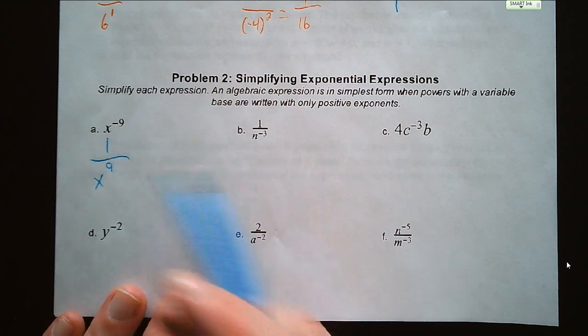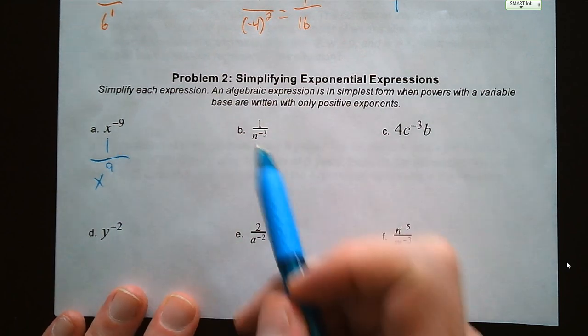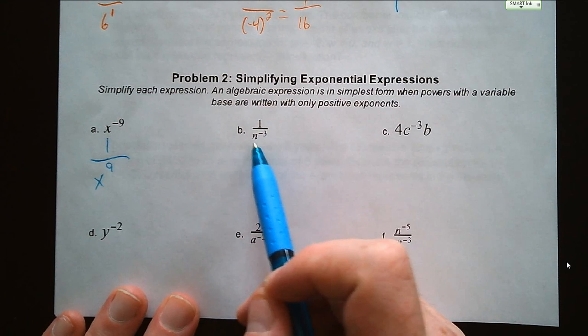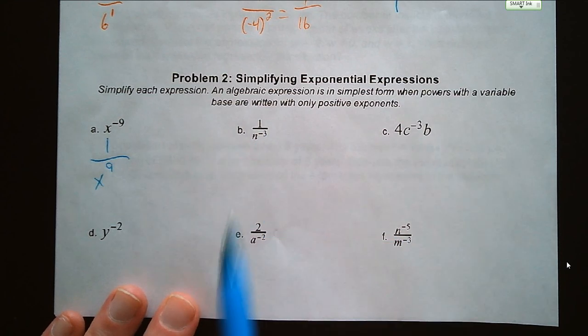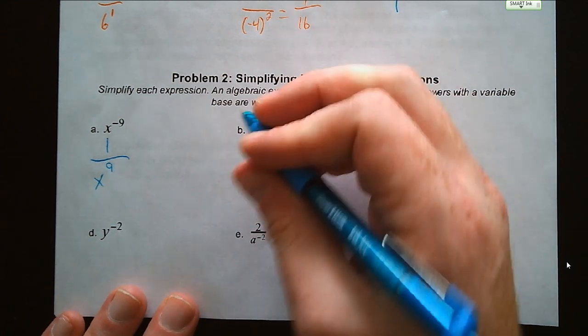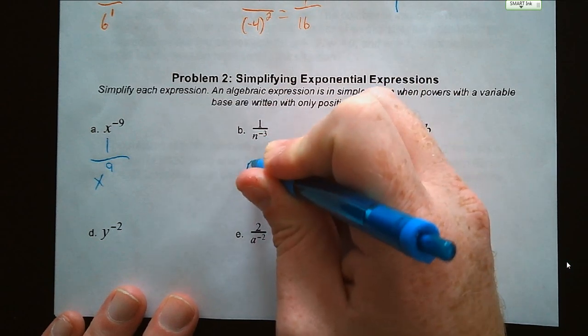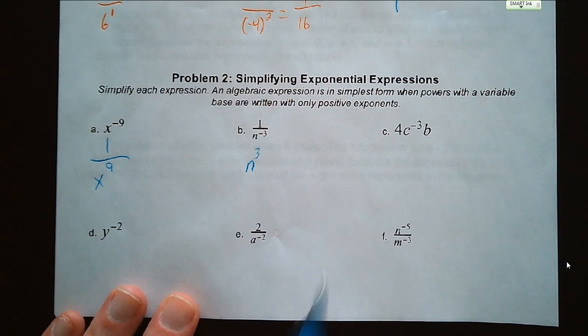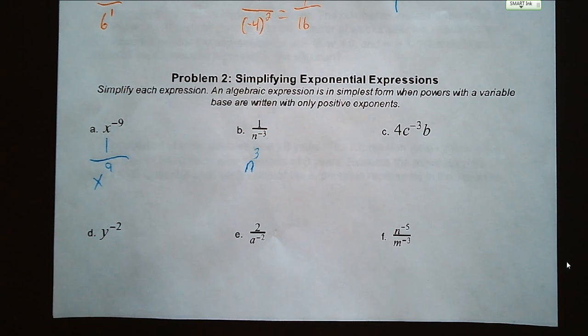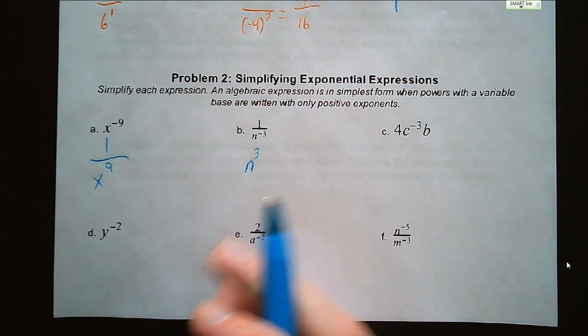Now it's happy. Over here, n to the negative third is not happy down in the basement. We need to move it up to the ground floor. So we bring it up to the top, and it is going to be n to the third power. And we don't need to rewrite that 1 there.